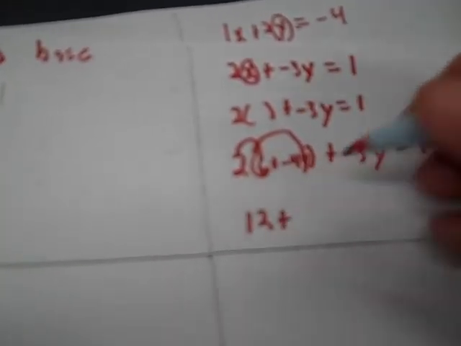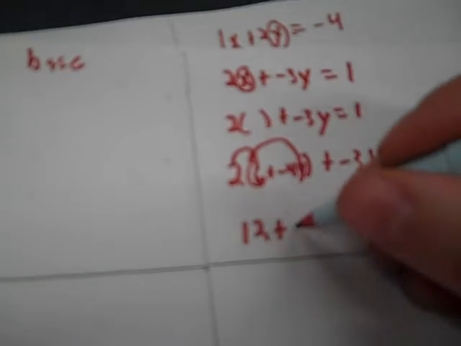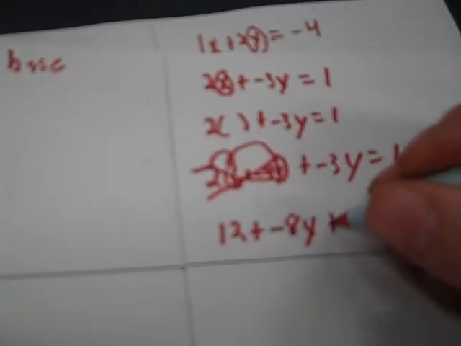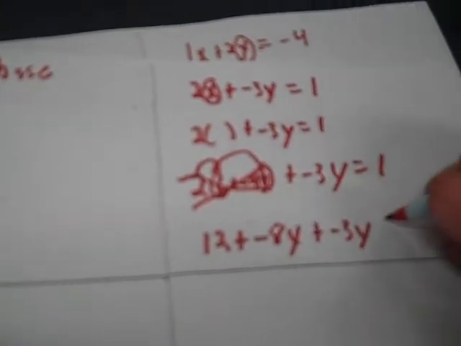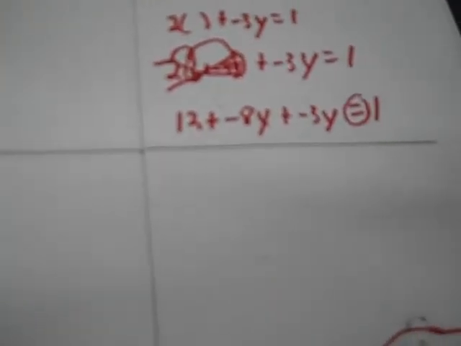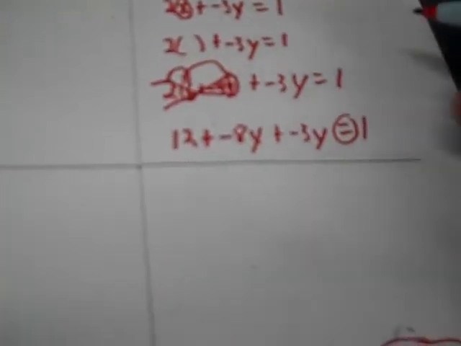Okay. So I take 2 times 6, that's 12. I take 2 times negative 4, that's negative 8 with y. Okay, before equals, I have to add a negative 3y and then 1. Here's my equals. By the way, we're solving for y first because I have 2 y's. Sometimes it's x, sometimes it's y. You got to look out.